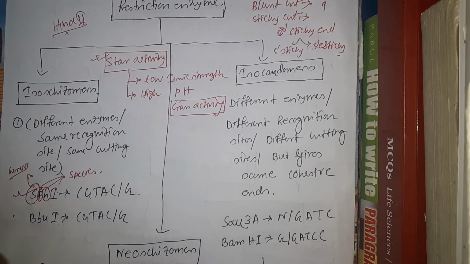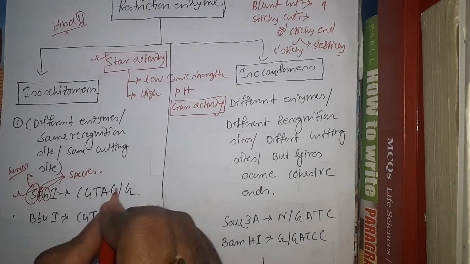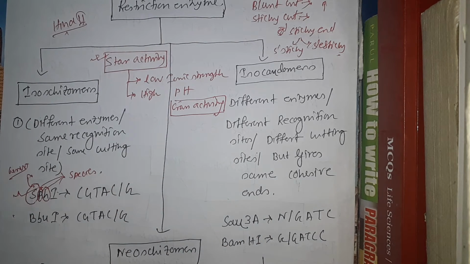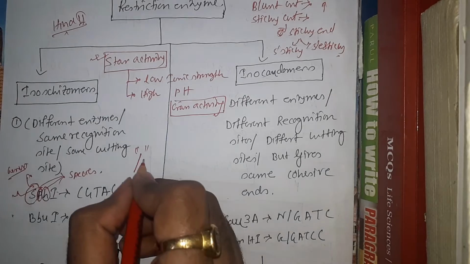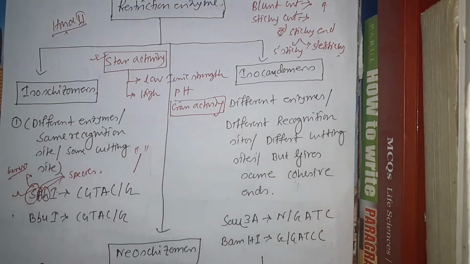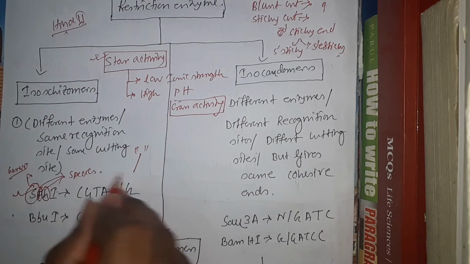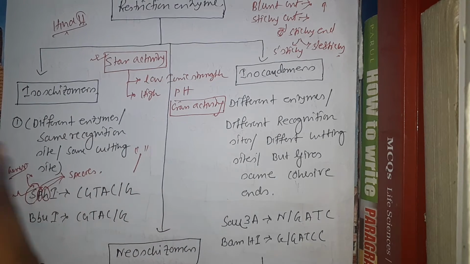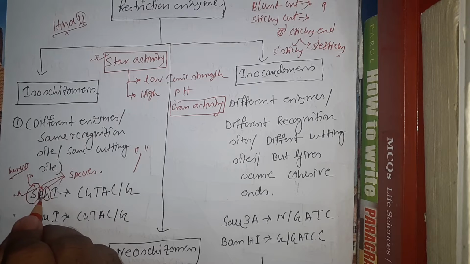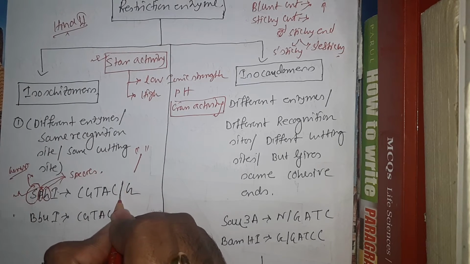SphI has the restriction site CGTACG, and you have to remember that the position in a restriction site at which the restriction endonuclease makes a cut, we will refer to by a symbol. That means in this restriction recognition site, this SphI endonuclease will make the cut in that position.